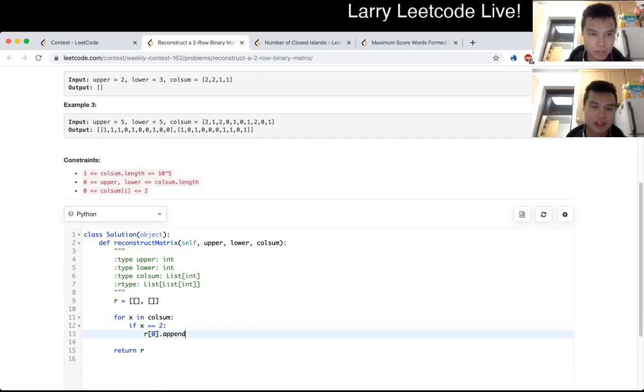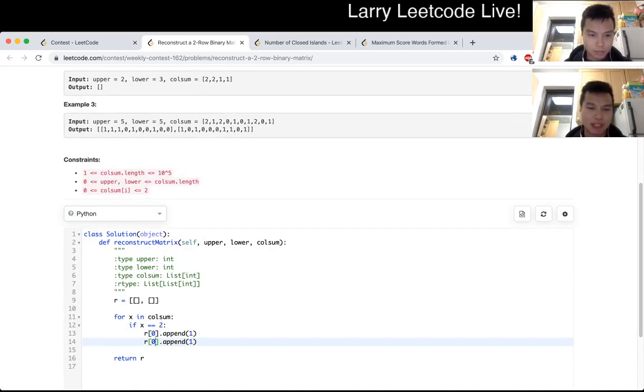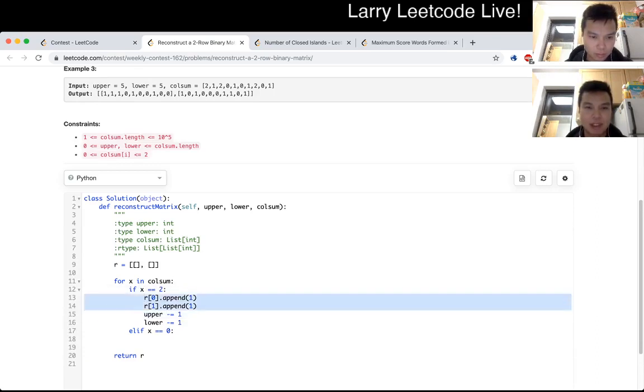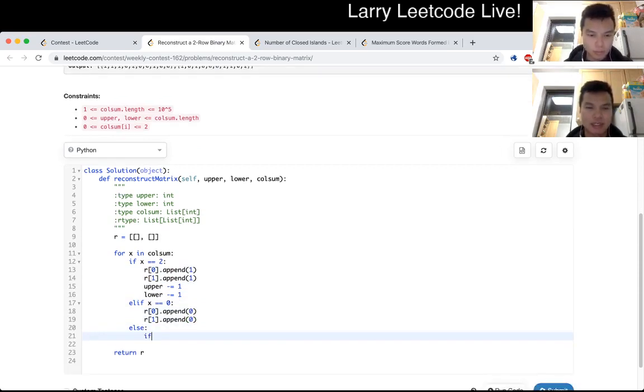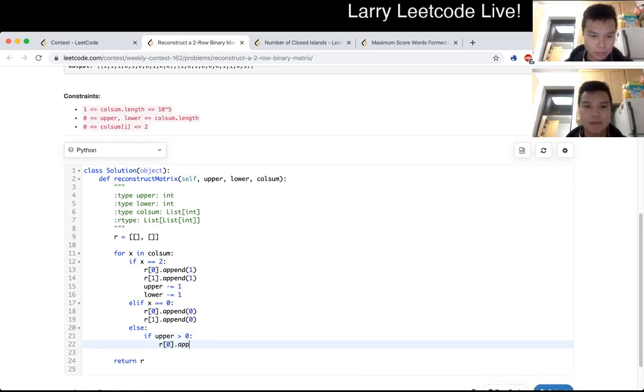Yeah, so here I was like, okay, if x is equal to 2, then both of them have to be 1, and then we keep track of it by subtracting from upper and lower, or decrementing them. One thing to note actually is that upper plus lower should be equal to the column sum, because there are just two ways to count the number of ones in the entire matrix. So you could actually have an easier way to terminate early.